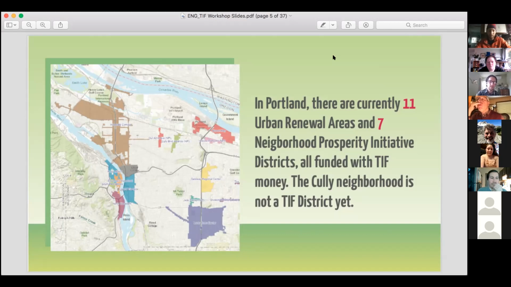Thanks, Annette. I'll start my answer to that by pointing out that under state law, there's a limit on how much of the entire city's land area can be included in a TIF district at any given moment. And that is 15% of the city's total area can be part of a TIF district. And so there's that limit on how much of Cully could be included because it has to fit in with all these other TIF districts around the city.